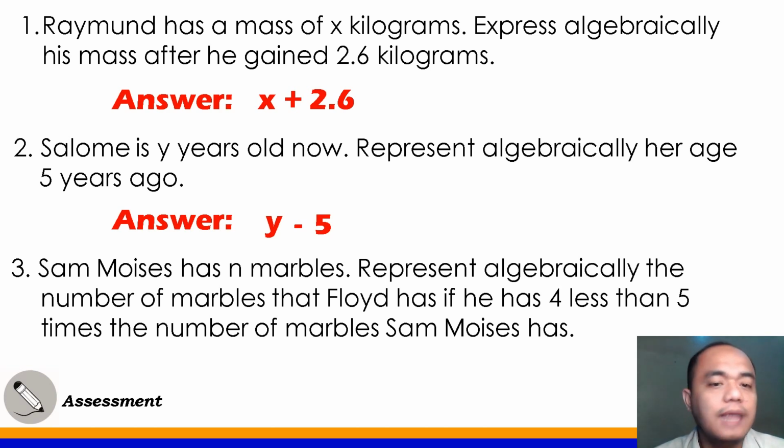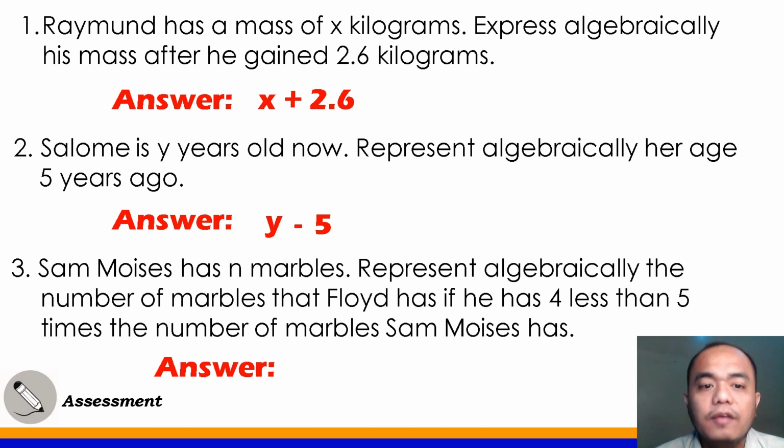Next, number 3. Sam Moises has n marbles. Represent algebraically the number of marbles that Floyd has if he has 4 less than 5 times the number of marbles Sam Moises has. Now, what's the answer? We are looking for the marbles of Floyd. So it says there, the marbles of Floyd is 4 less than 5 times the number of marbles Sam Moises has. So again, what variable are we going to use to represent the marbles of Sam Moises? Very good. It's letter N.